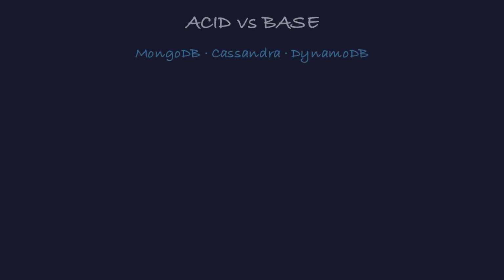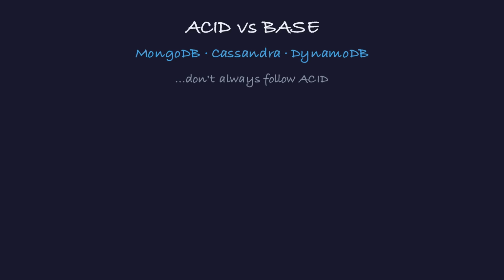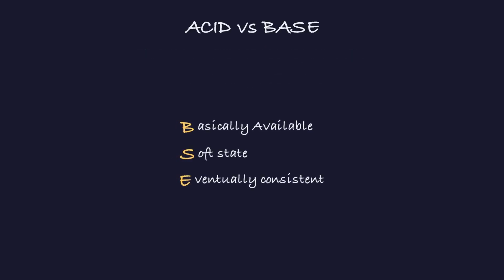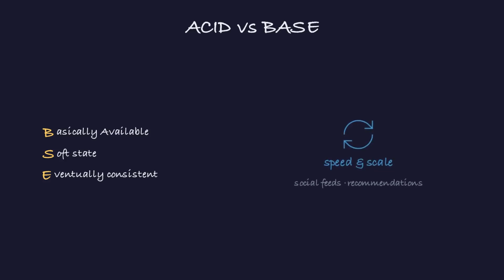So what about NoSQL databases, like MongoDB, Cassandra, or DynamoDB? They don't always follow ACID. Many follow BASE instead: basically available, soft state, and eventually consistent. BASE trades strict correctness for speed and scale, which is fine for things like social feeds and recommendations.